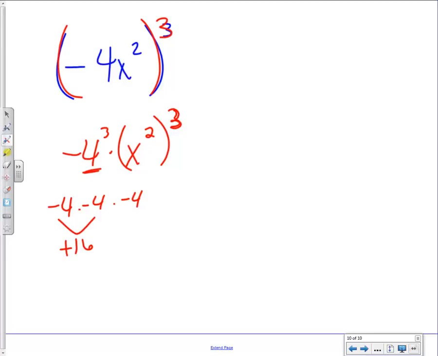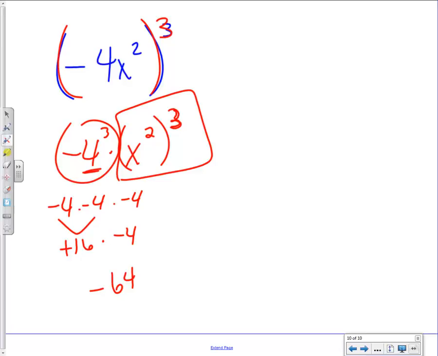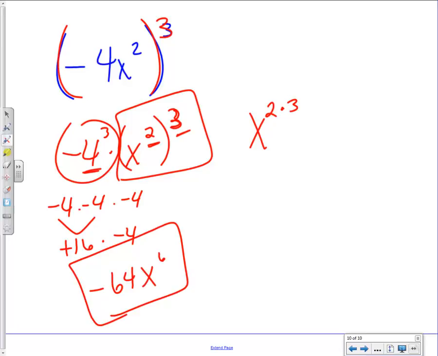4 times 4 is 16. Bring down what I haven't used. Signs are different. The answer is negative. 16 times 4 gives me 64. So this piece became -64. This piece, well, it's a power raised to a power, so I'm going to multiply my exponents, and I end up with x to the 6th. Final answer.